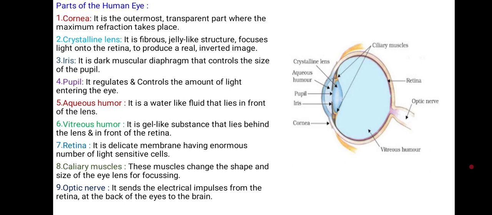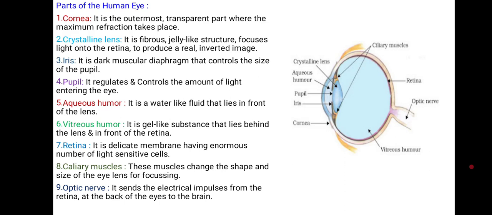The next, fifth part is the aqueous humor. It is a water-like fluid that lies in front of the lens. Then the sixth one is the vitreous humor. It is a jelly-like substance that lies behind the lens and in front of the retina. Then what is meant by retina here? It is a delicate membrane having an enormous number of light-sensitive cells.